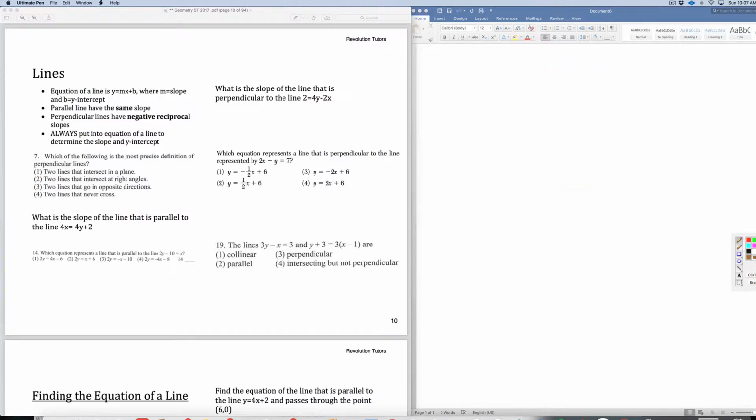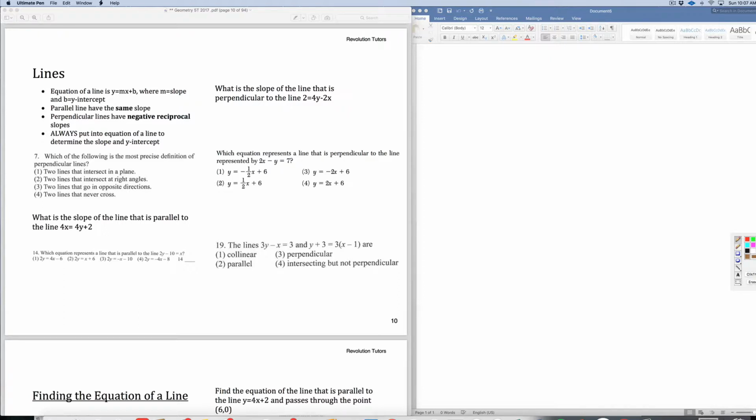Which equation represents the line that's parallel to the line 2y minus 10 equals x? Okay, so again, y equals, basic warm-up. Would you just have them graph it? No. You want it all algebraic. Yeah, you have to get into y equals anyway. Then it's just picking out the slope. Might as well look at the negative reciprocals. Gotcha. Alright, so all this is just warm-up.